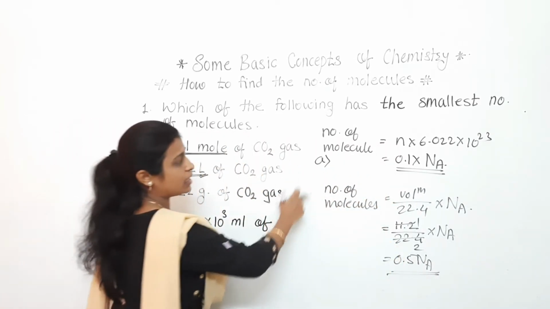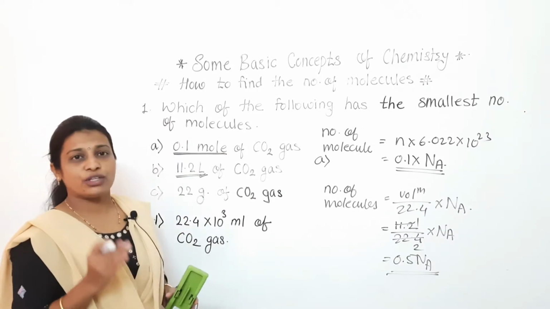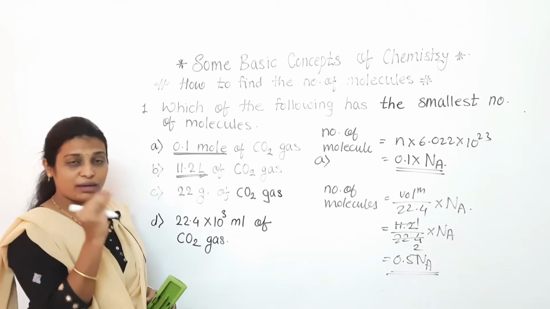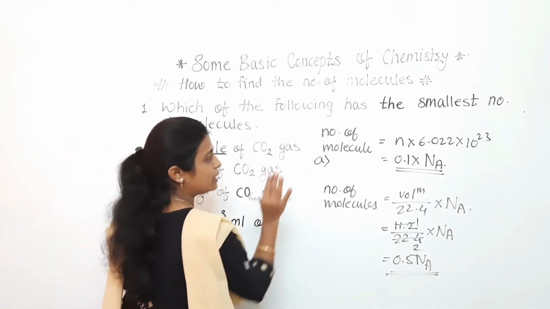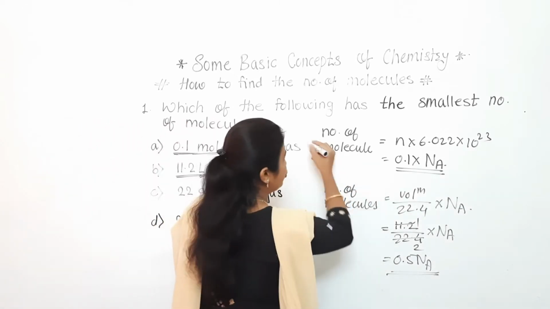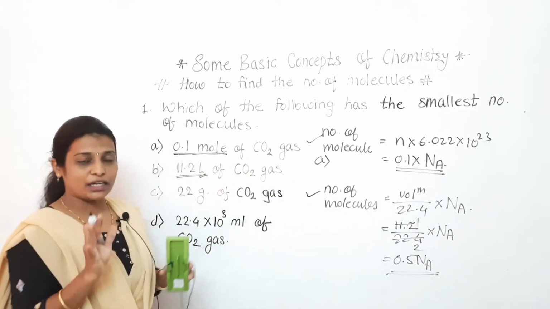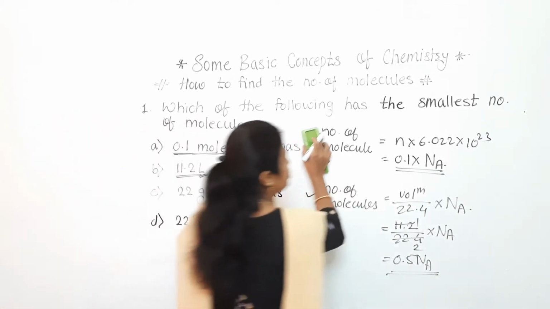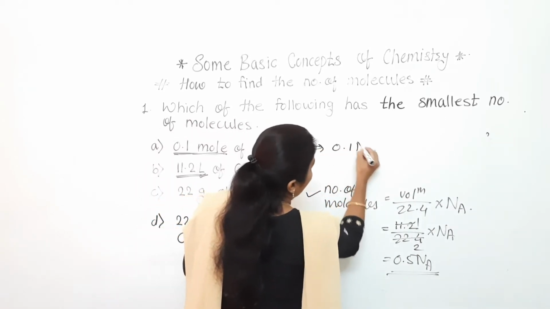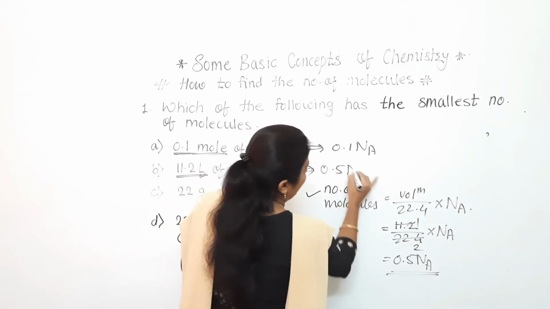Hope you are getting how to find out the number of molecules. I have taken this type of question because in this way we are directly completing the 4 questions. So please listen carefully. If number of moles is given, then which formula should we use? If volume is given, then we should use this formula. Now see here, for option A we got 0.1 Na. For option B we got 0.5 Na.